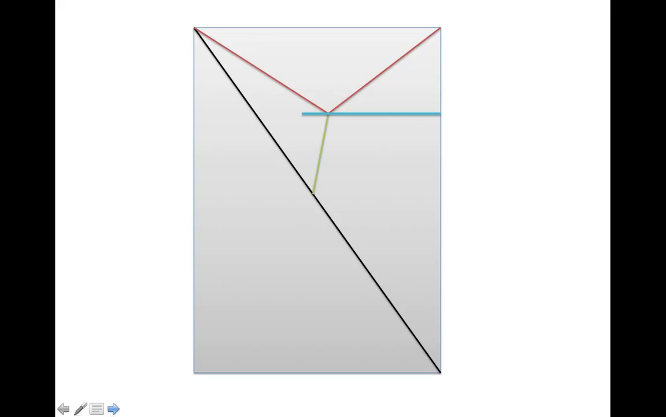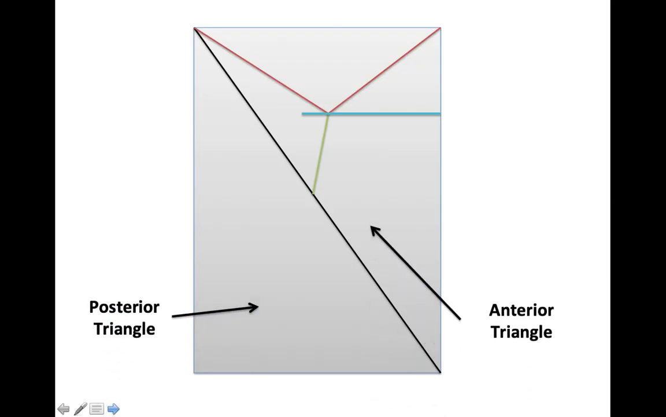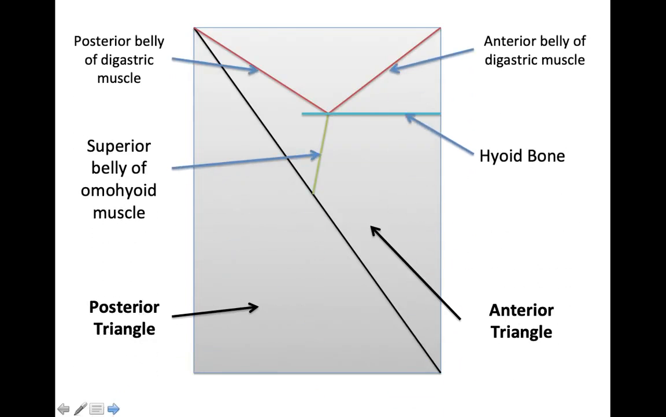This is the location of the hyoid bone. It's not cutting there, but just for the concept right now, for the drawing purpose only. Now this is the anterior triangle, the posterior triangle, the labelings, as I said. This is the anterior belly of digastric muscle, the posterior belly of the digastric muscle, the hyoid bone, the superior belly of omohyoid muscle, and this black line is the sternocleidomastoid muscle.